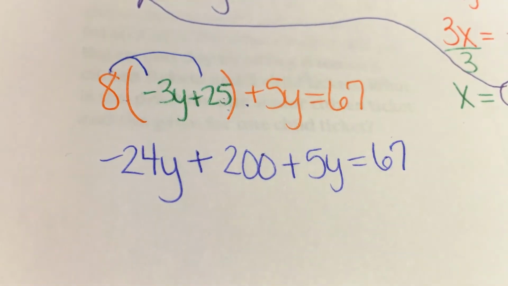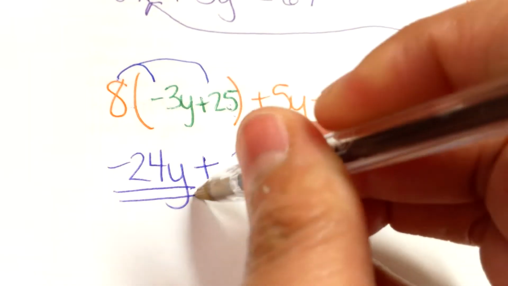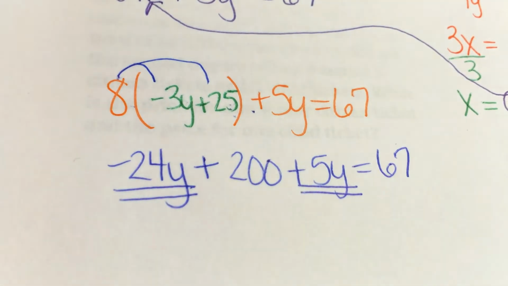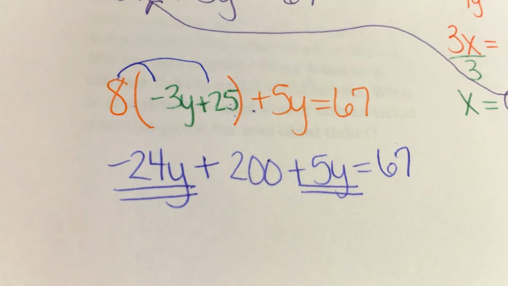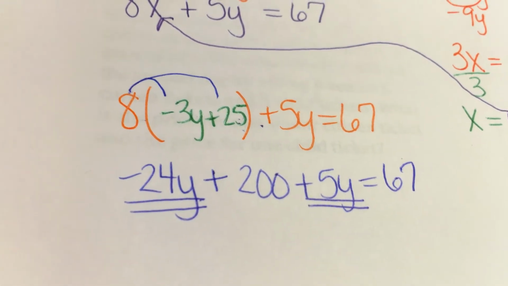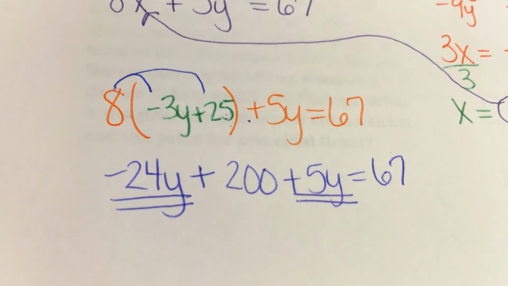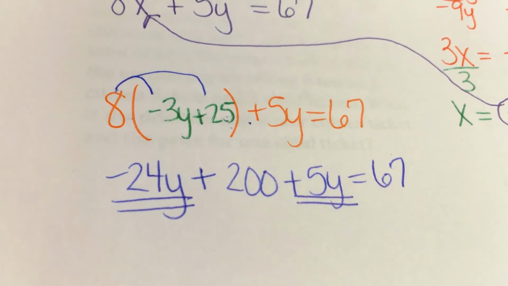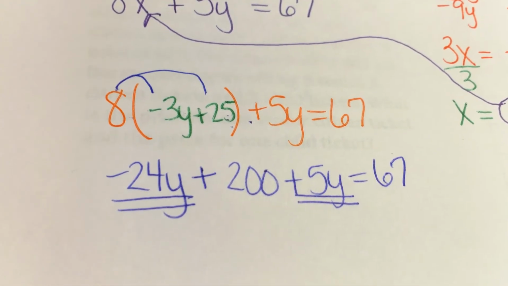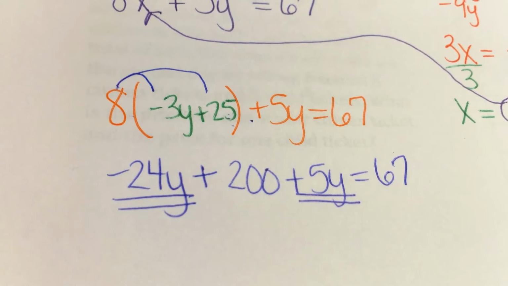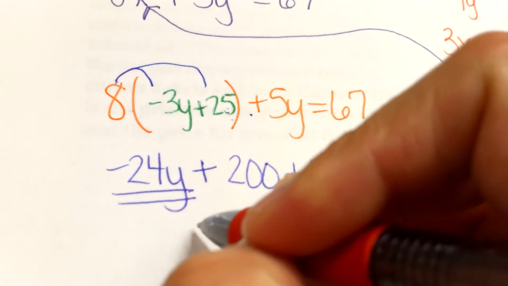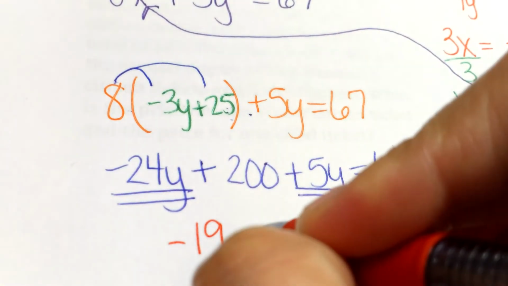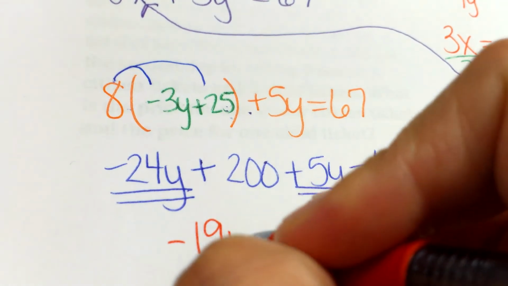Combine like terms. That is negative 24 plus 5. Well, in this case, because they're different signs, you're going to subtract. So it's 19, but it's negative 19 because the 24 is bigger. Negative 19y.